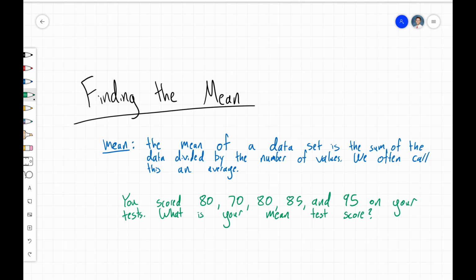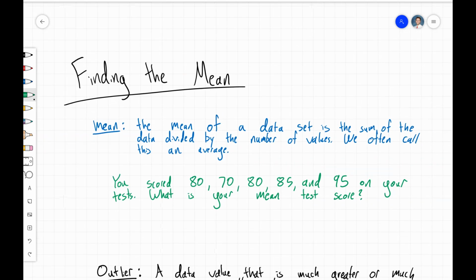So let's look at this first question. It says you scored 80, 70, 80, 85, and 95 on your tests. What is your mean test score? If we want to know the average score that you received, we can find the mean. In order to do that, we find the sum of all of our data, so that's all of these things added together, and then we divide it by the number of values we have. In this case, you took 5 tests.